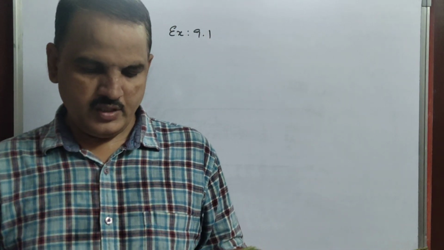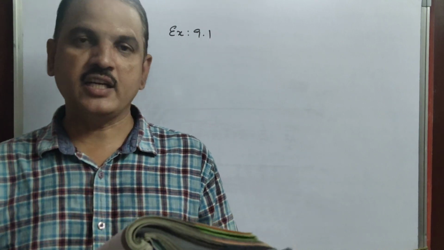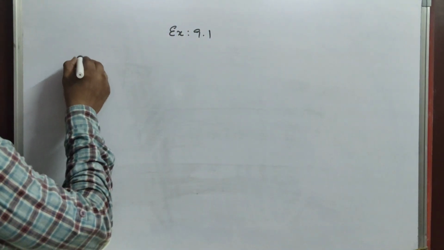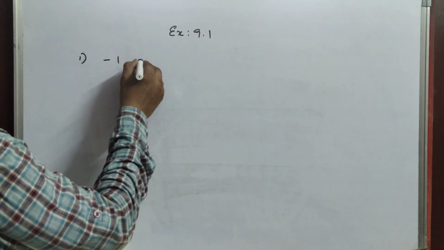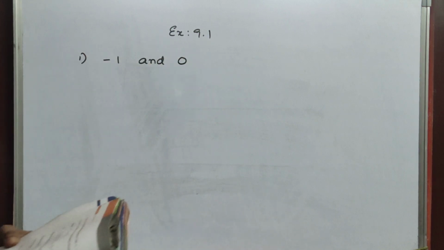Okay. Now see here. The first question is list 5 rational numbers between minus 1 and 0. What is the question? List 5 rational numbers between minus 1 and 0.